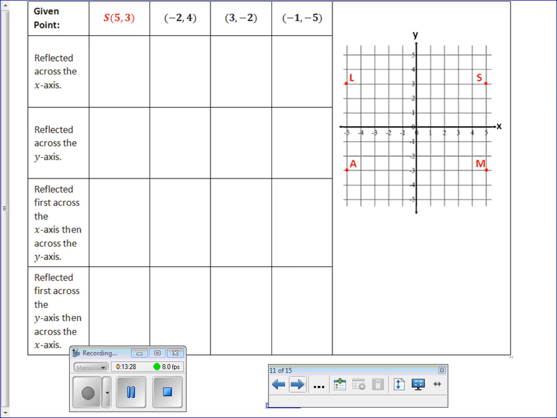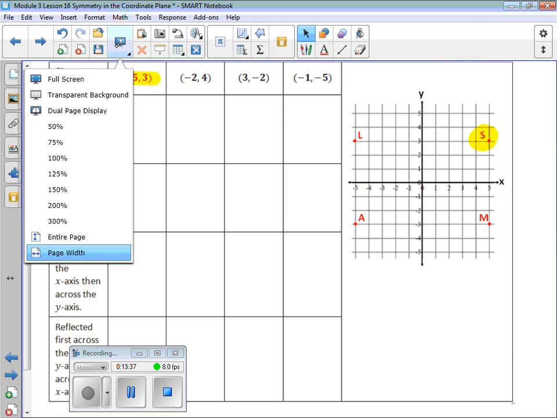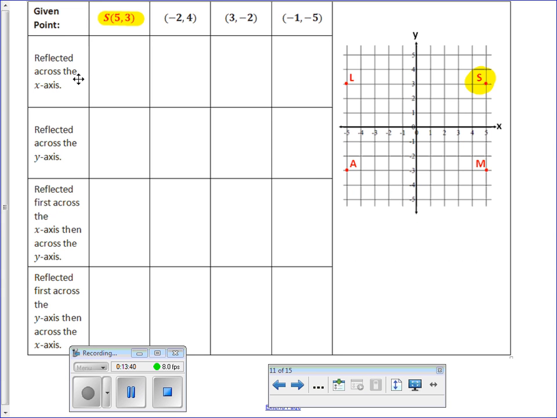All right, so the first point that was given is point S, which is over here, which is 5, 3. So if I wanted to take 5, 3 and reflect it over the x-axis, so 5, 3 reflected over the x-axis is what point? Remember, to reflect over the x, I take the opposite of the y. So that would be 5, negative 3. And what point is that?